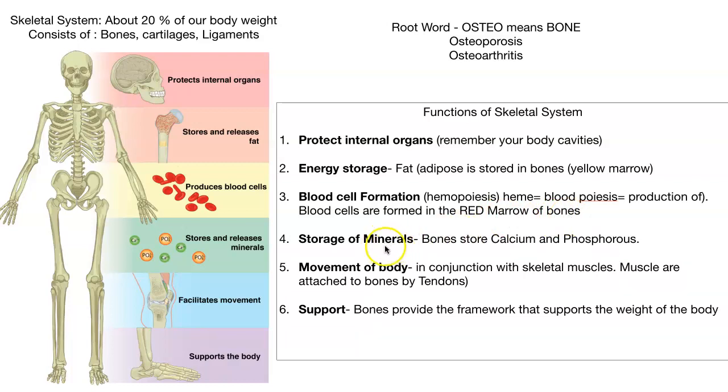Storage of minerals. You probably know this. Bones store calcium and they store phosphorus. But we always think bones and calcium go together. And you will find out in physio that our bodies need calcium for almost everything. These calcium ions are going to be doing a lot. We're not going to be talking about calcium ions now, but in physio, your body needs calcium to perform some vital functions. So we're storing calcium and phosphorus in our bones.